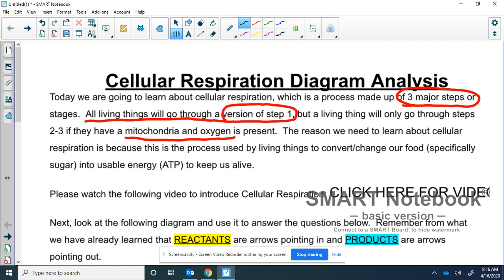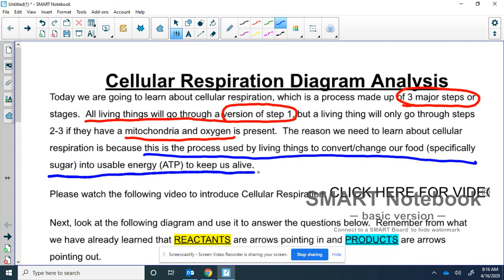This last sentence is really, really, really important. The reason we need to learn about cellular respiration is because this is the process used by living things to convert or change our food, specifically sugar, into usable energy, ATP, to keep us alive. So the biggest thing today is we want to look for this molecule, ATP. You don't have to understand exactly what it is or what it looks like. What it means is energy in your body, energy to keep you alive, energy to do work. The more ATP you can get, the better off you'll be.